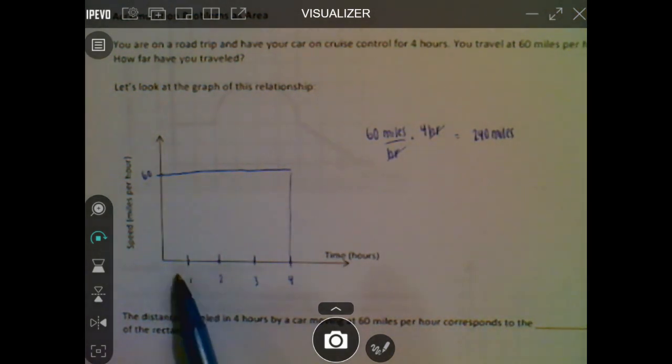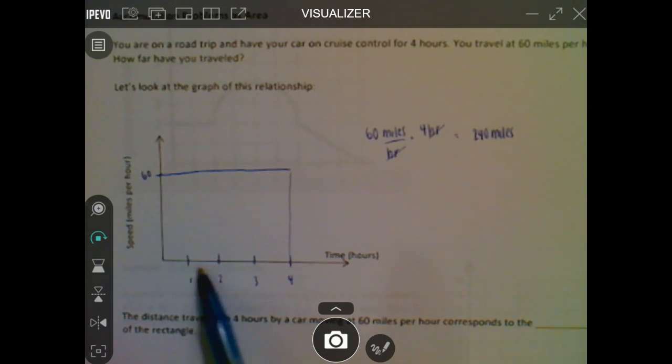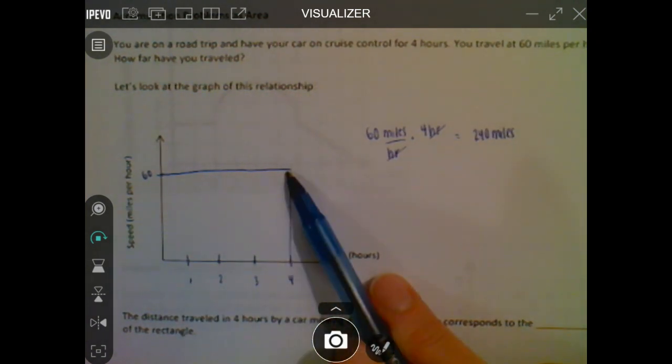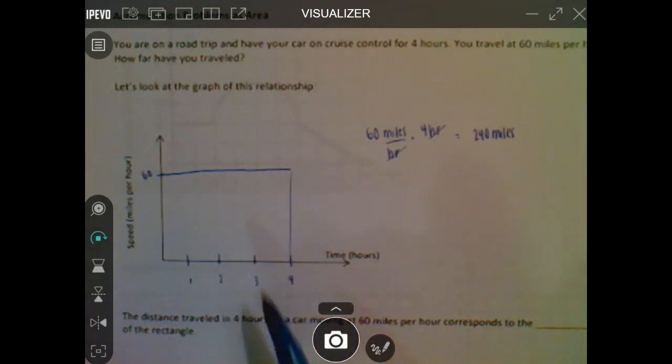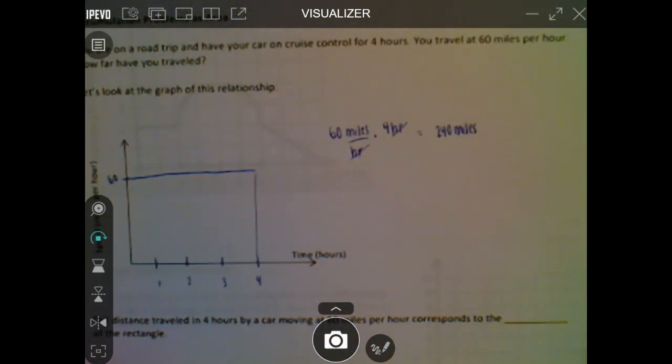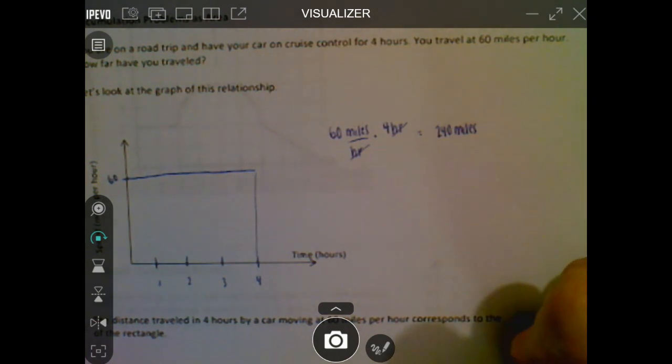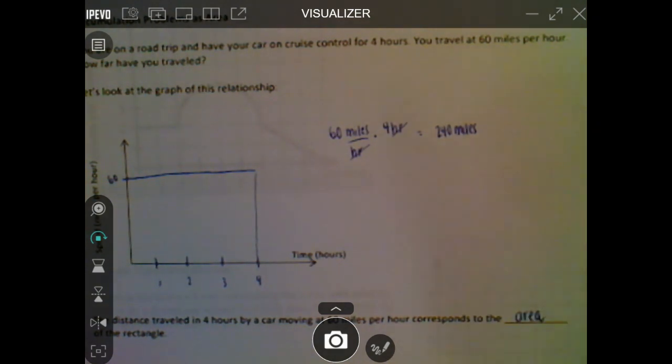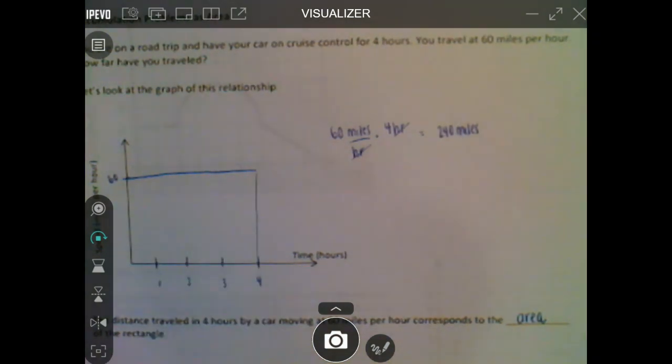And if you think about it, that's exactly what this graph is showing us. We have this base length of 4 times a height of 60, and 60 times 4 gives us this 240 miles. So this distance that we're traveling in 4 hours by a car moving at 60 miles per hour actually corresponds to the area of this rectangle. Or, in other words, the area under the curve, or the area under this function that we just drew.